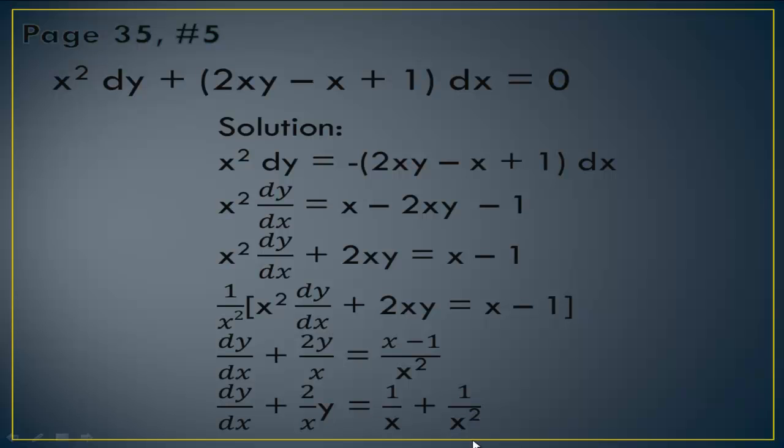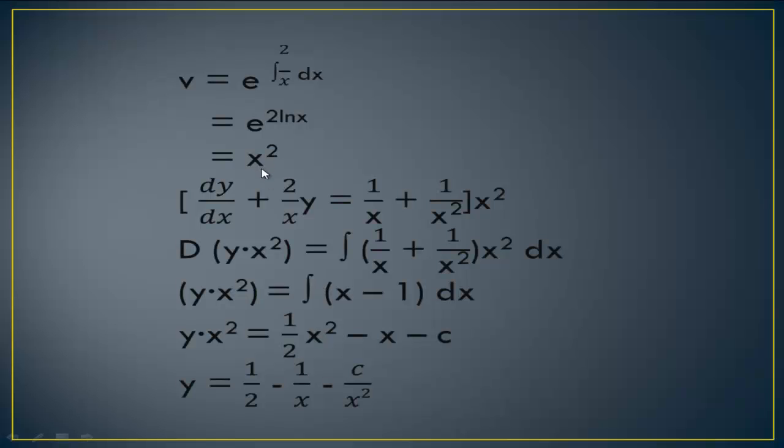So by obtaining this equation, we will get an integrating factor v, which is equal to x squared. So we will multiply the integrating factor to both sides of the equation, then we will obtain y times x squared is equal to the integral of 1 over x plus 1 over x squared multiplied by x squared dx. So by integrating, we will get y is equal to 1/2 minus 1 over x minus c over x squared.